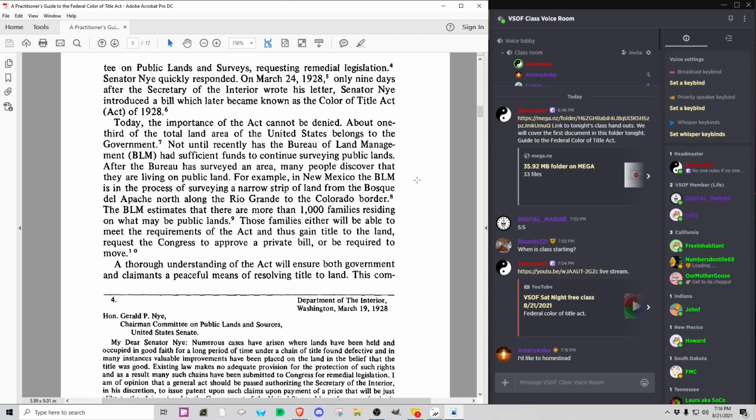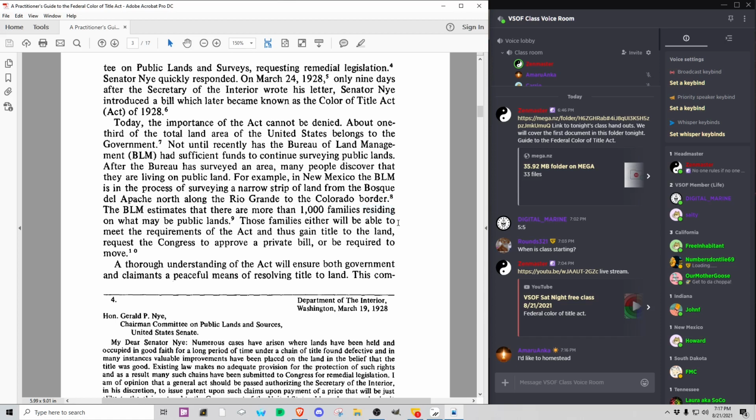Okay. For example, in New Mexico, the BLM is in the process of surveying a narrow strip of land from Bosque, I'm not sure how you pronounce that, Del Apache north along the Rio Grande to the Colorado border. The BLM estimates that there are more than 1,000 families residing on what may be public lands. See, they use the word residing. They didn't use the word domiciled.